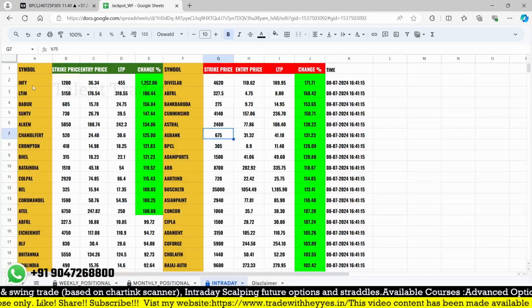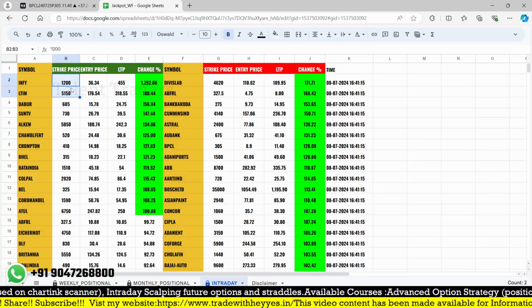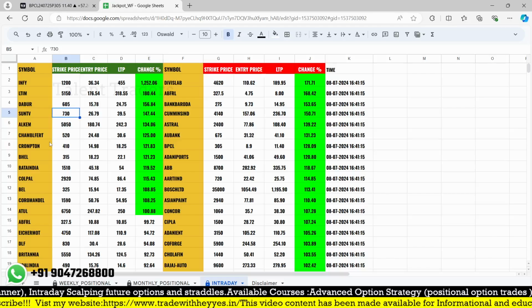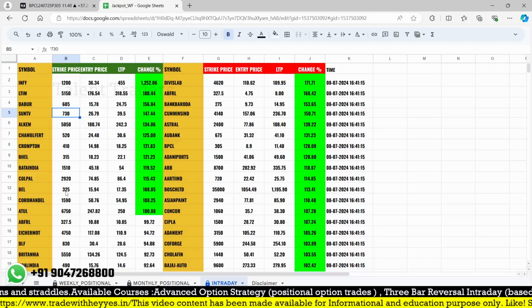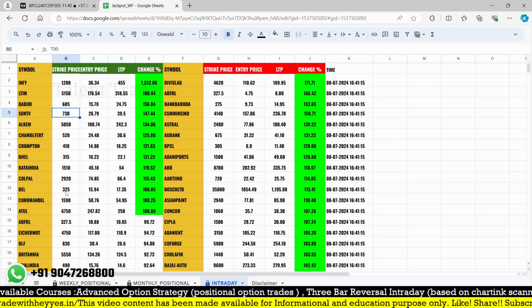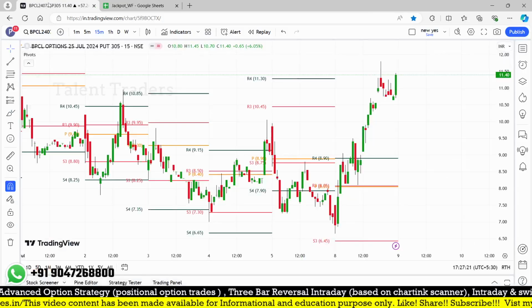Some of the stocks like Infosys and LTI, Sun TV, have data issues, and some stocks are not updating. That will be rectified soon. So let me try the same concept.